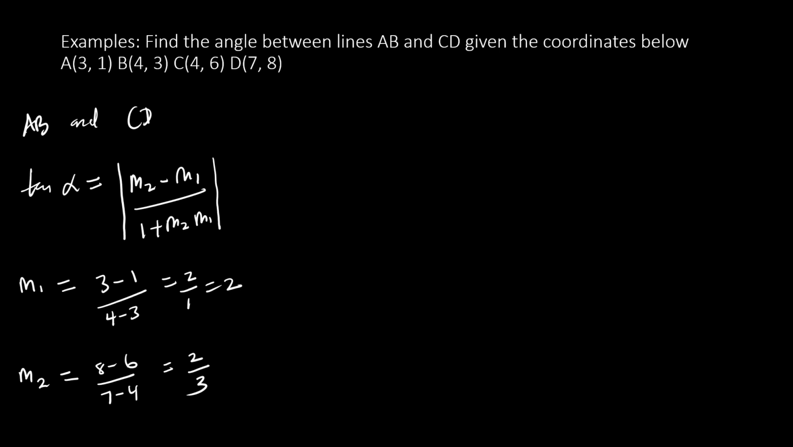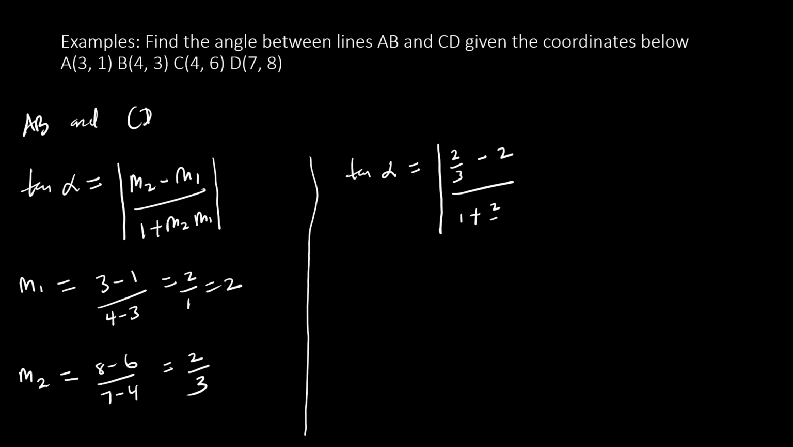Now going back to the question, we're now going to have tan alpha equal to the absolute value of m2, 2 over 3, minus m1, which is 2, over 1 plus 2 over 3 times 2. Here we're going to have tan alpha equal to 1. So alpha equals the tan inverse of 1, and alpha equals 45. So the angle between these two lines AB and CD equals 45 degrees.